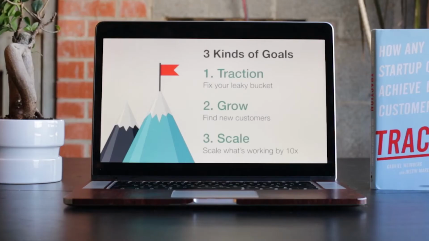And then lastly, we have scale numbers that we're going to want to look at, which is, okay, we have a business, it's going, we know how to find new customers. How can we take what's working right now and scale it by 10x so that we can really grow for the future?